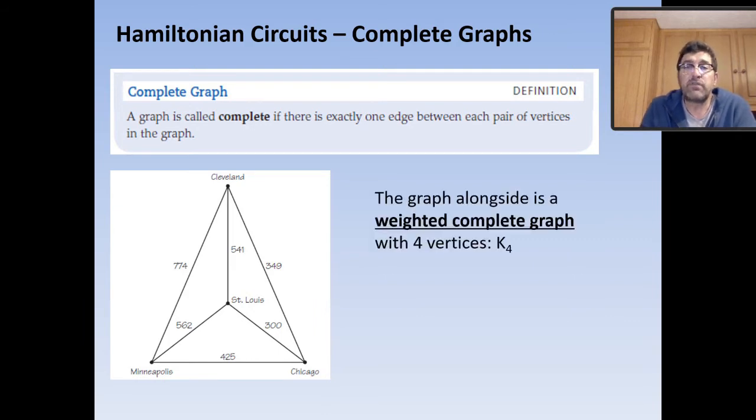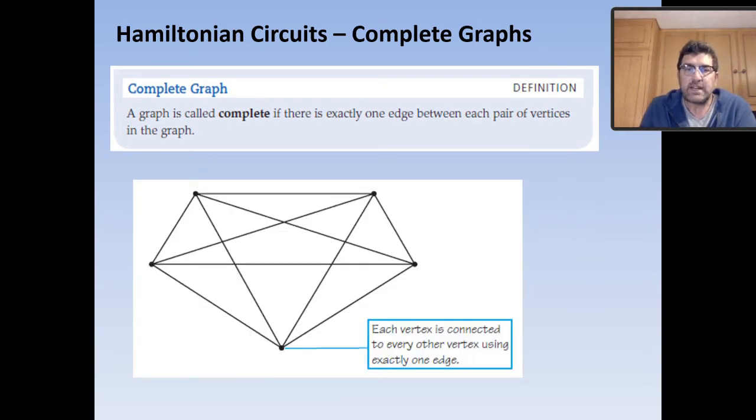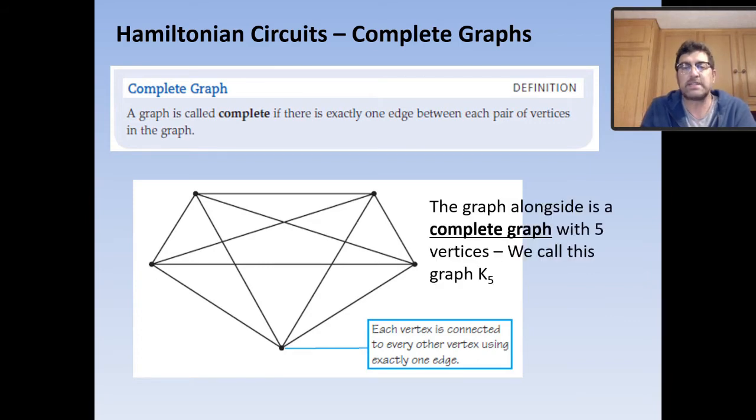So the graph alongside was a weighted complete graph with 4 vertices. Therefore, remember, we call it K4. Here, each vertex is connected to every other vertex with exactly one edge. There are 5 vertices, so this is the complete graph K5. If we call it K5, the implication is that you know it's a complete graph with 5 vertices.